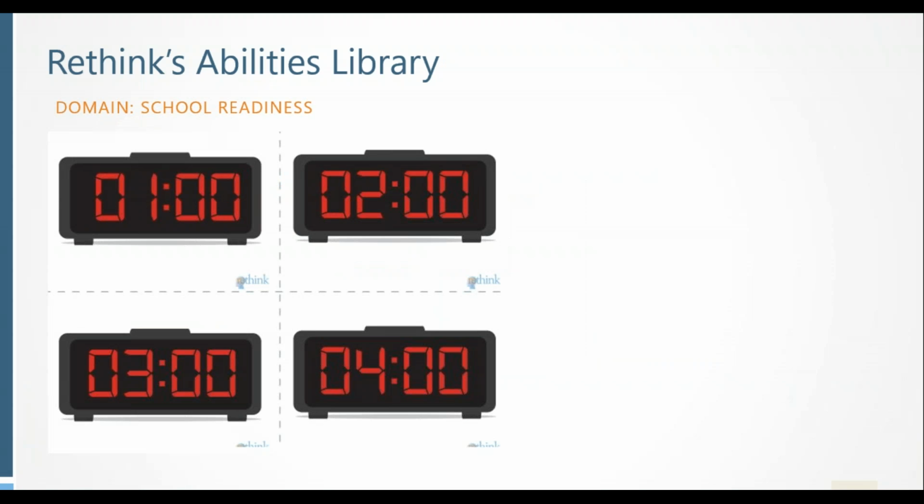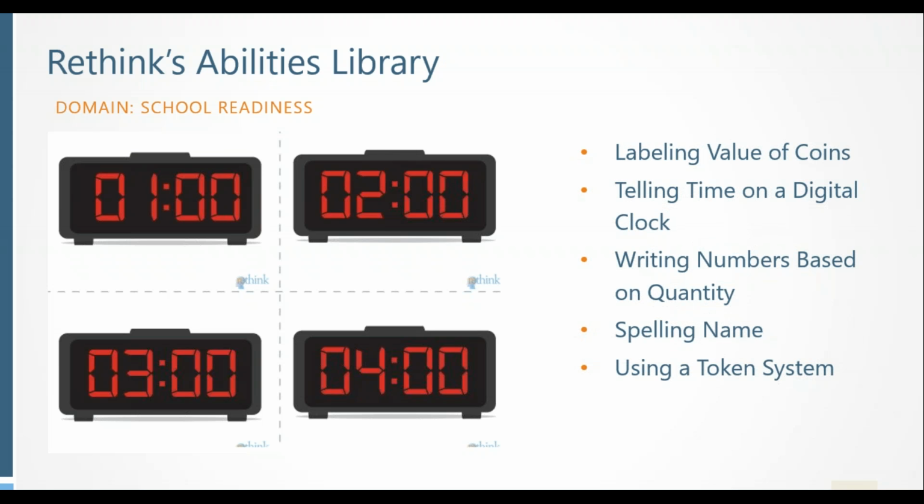The first domain we'll look at is school readiness. Areas in school readiness are class participation, foundational math, and reading and writing. Some of the lessons you can find in Rethink are labeling coin values, telling time on a digital clock, writing numbers based on quantity, spelling name, and using a token system.